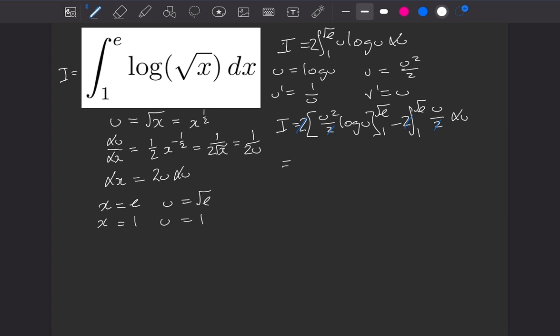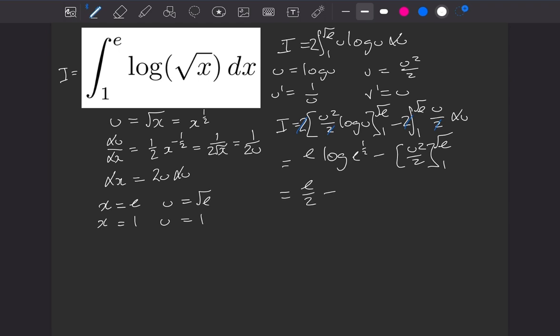So plugging in the limits to the first bit, we'll get the root of e squared. So that makes just e. Multiplied by log of the root of e, which we'll write as e to the half. And then we'll take away, when we need to integrate this thing, we'll get u squared on 2, evaluated at root e and 1. So dealing with first of all this little bit, the power laws means that we could take this half to the front. So we'll have a half of e and then log of e. But log of e is just 1. So all we've got there is a half of e.